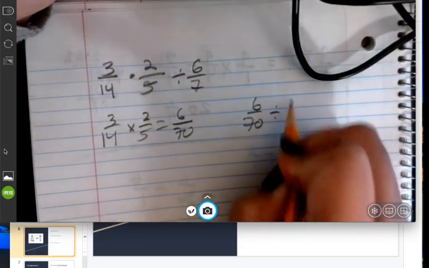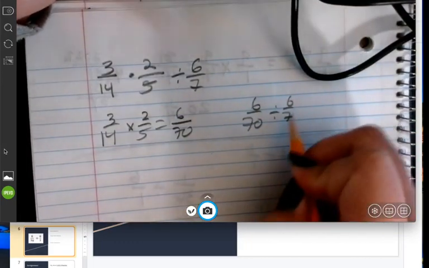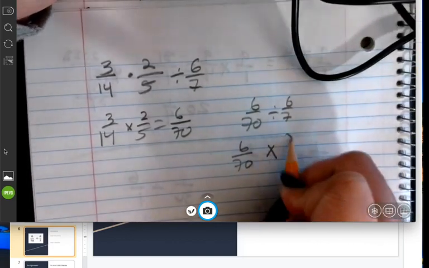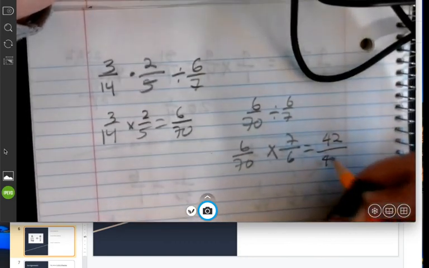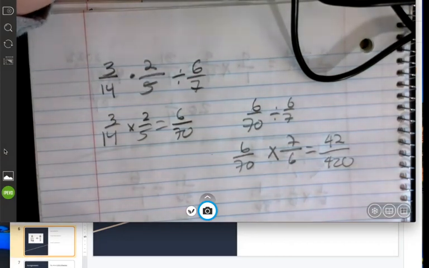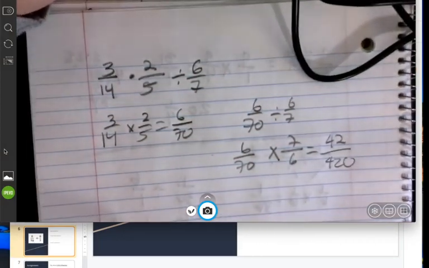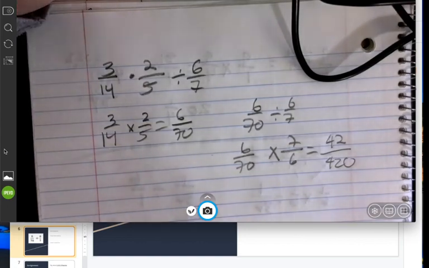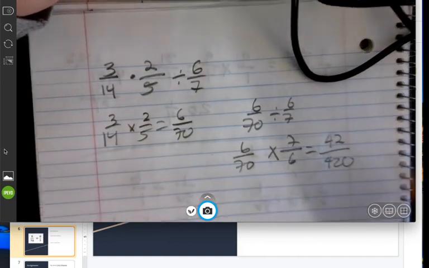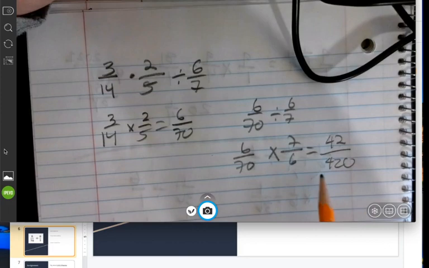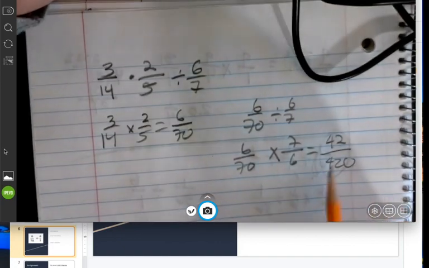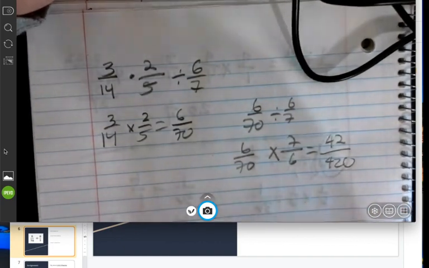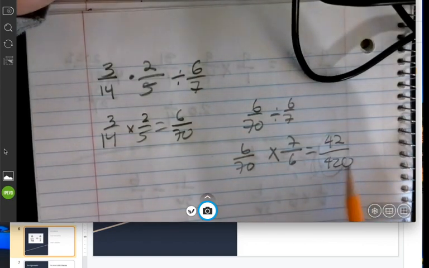6/70 divided by 6/7. I must keep, change, flip. 6 times 7 is 42. 70 times 6 is 420. Okay. Now we must find the GCF and divide by the GCF. Fun fact. I can see that 42 and 420 have this 42 in common, right? 420 is just 42 times 10. That's what it is. Anything with a 0, you can just do that number times 10.